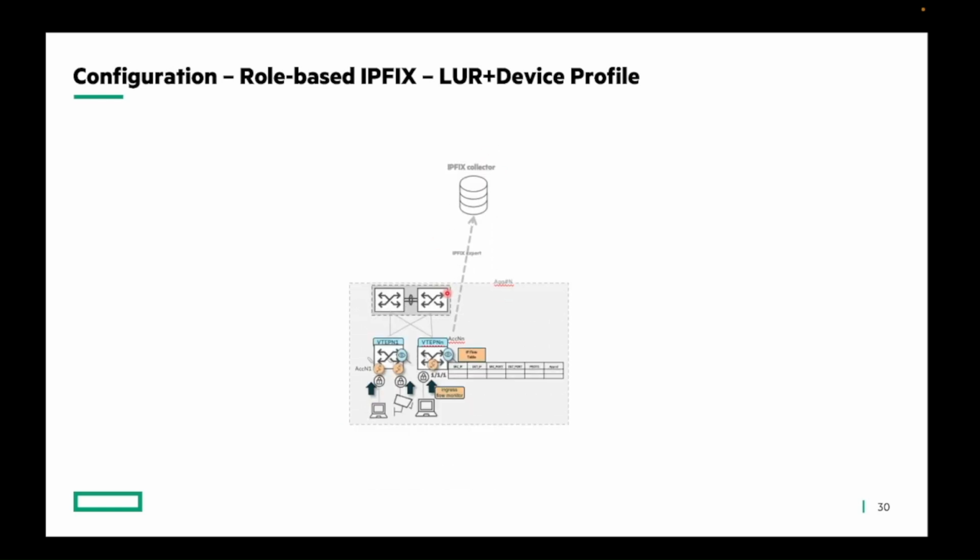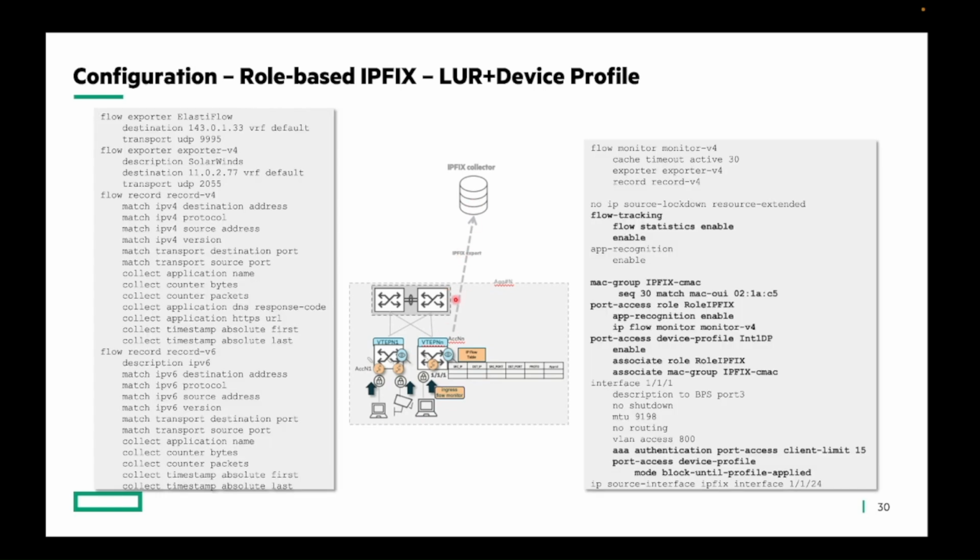Okay, so let's get into another configuration use case. I'm using LUR plus device profile, for example. So I'm using no clear path this time, and all of this configuration remains the same. For example, exporter. So I look at this. I'm using two exporters, right? One is for Elastiflow, another is for SolarWinds.